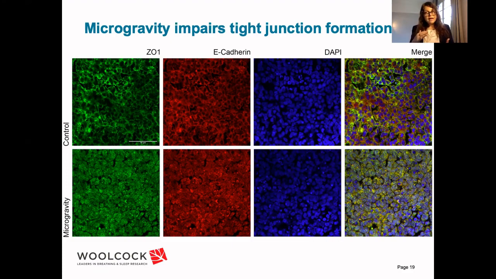So this kind of made sense then. We've got lower integrity of the tight junctions for the microgravity cells. We also have a higher PAP, indicating that the tight junctions are not functional. And then our IF staining has proved that we have no localization of these two tight junction markers to the tight junctions, suggesting that these structures are just not formed post microgravity.